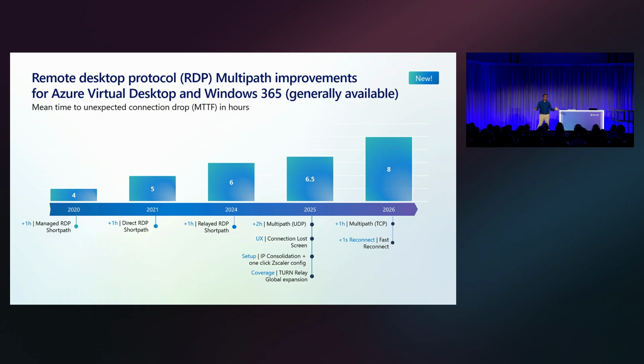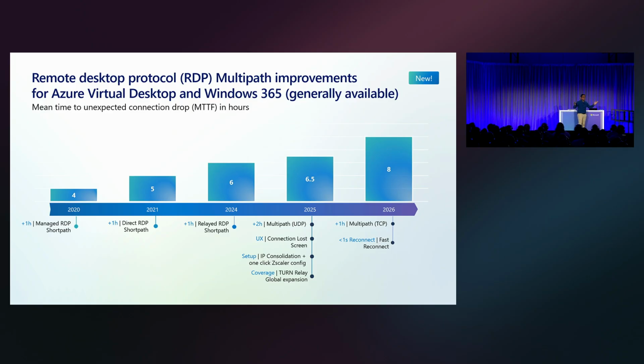That's not an experience which we wanted to deliver. So we started making investments there and started investing on something called UDP. For the UDP journey, we started with managed RDP Shortpath. This was 2020, pre-COVID. We wanted to optimize it for enterprises who have an ExpressRoute setup. So that's where we started with managed Shortpath, giving UDP access to customers who are connecting to their environment via ExpressRoute.